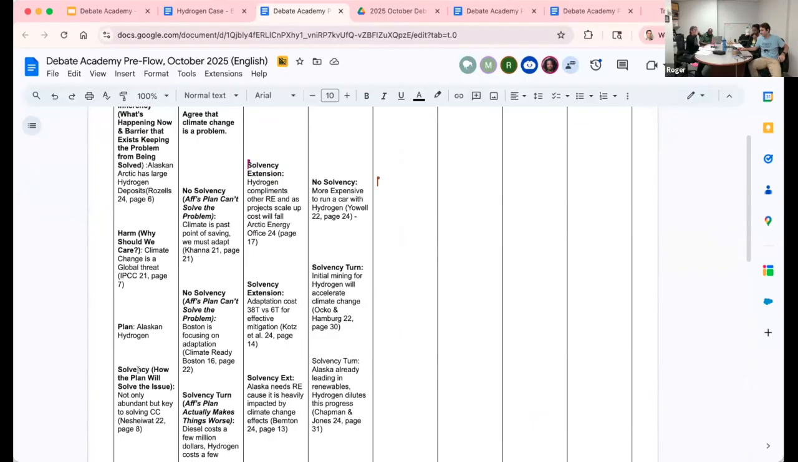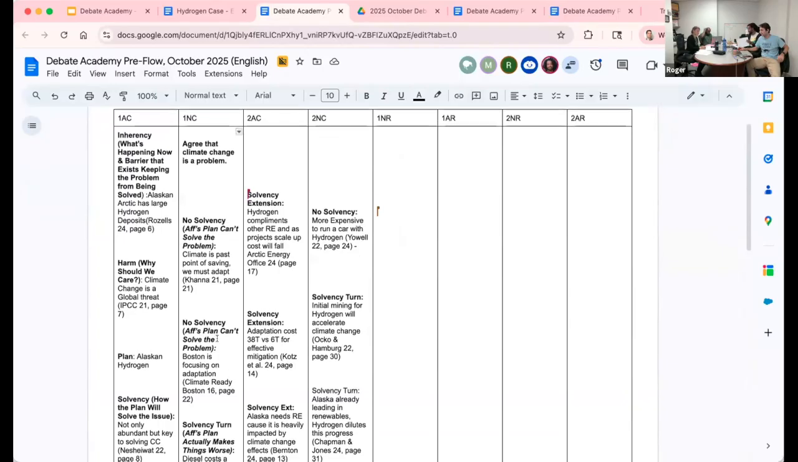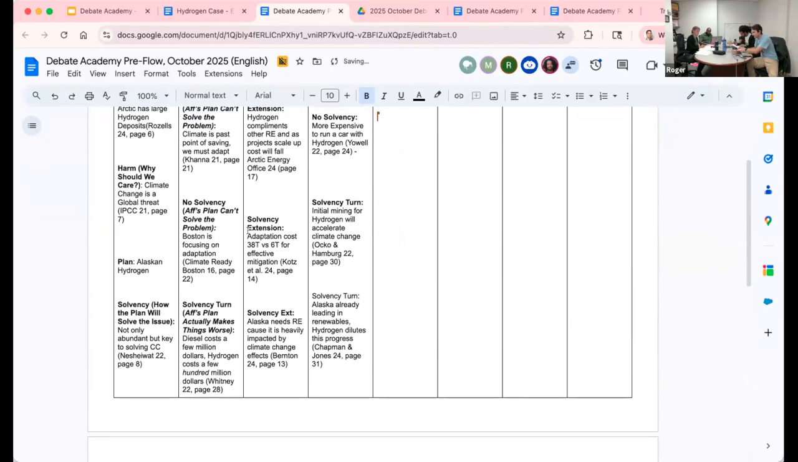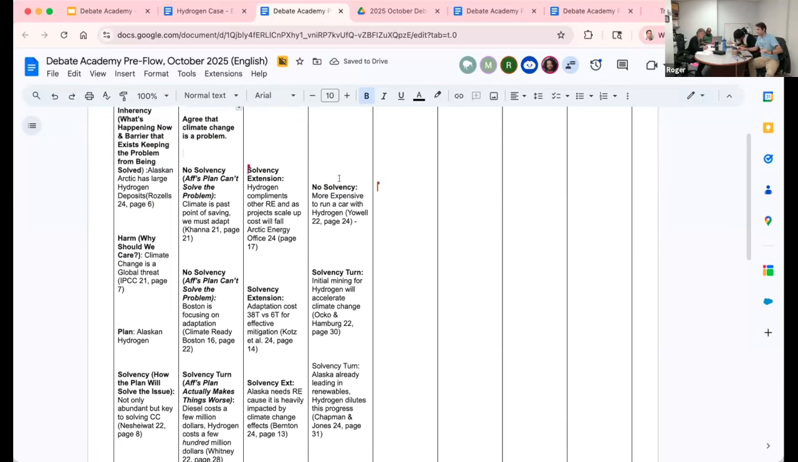Josh read page 6, page 7, and page 8. All right, then Marisa responded with pages 21, 22, and 28. Just delete that so it can all fit on one page. There we go. I responded in the second affirmative speech with pages 17, 14, and 13. And finally, Rainer read pages 30, 24, and 31.